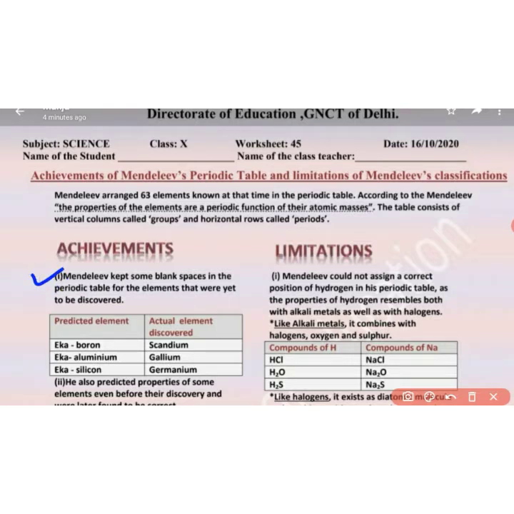The first achievement of Mendeleev is that he kept some spaces blank in his periodic table for the elements yet to be discovered, and he predicted the properties of those elements for which the spaces had been kept blank. The predicted element was Eka boron and the actually discovered element was scandium. Eka aluminium, and the later discovered element was gallium, and the third was Eka silicon, for which germanium was the actual element discovered. Later on, to the surprise, it was found that the properties of all these discovered elements were similar to the properties of the predicted elements.